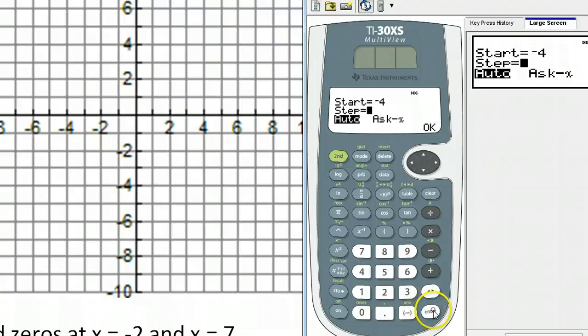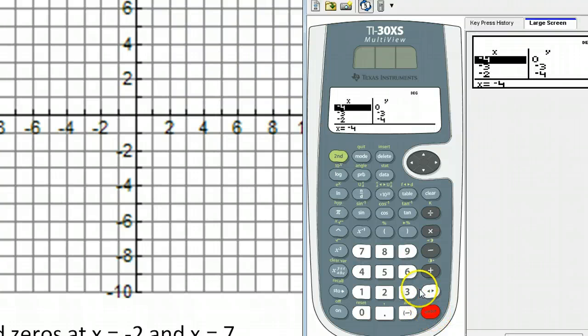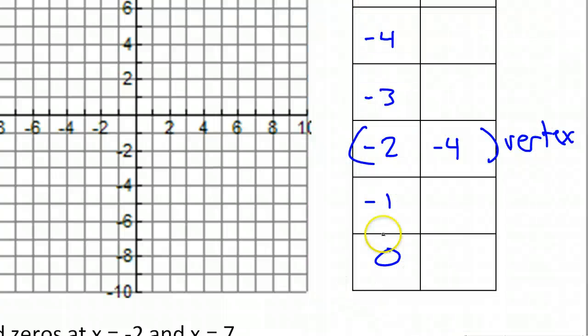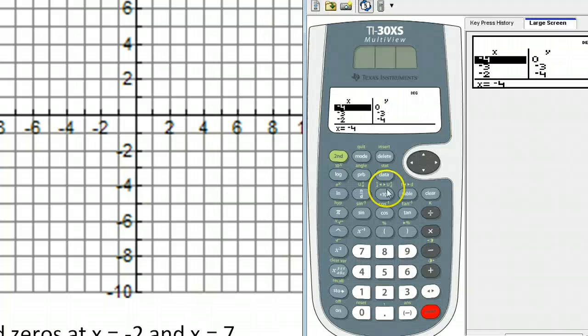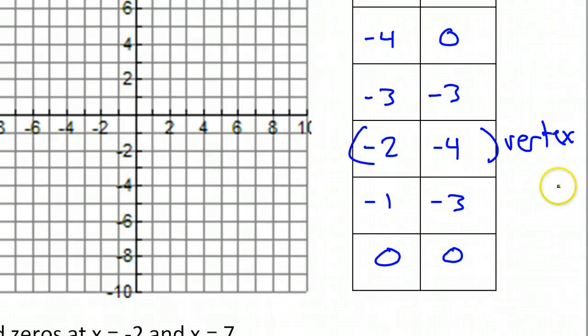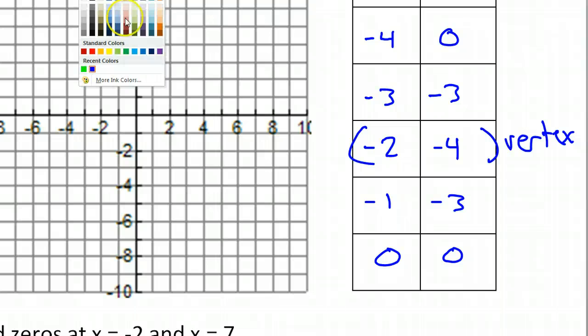Okay, so I see we have -4, 0, and then 0 and -3, and then -4. So 0 and -3 and -4. Now if we did this right, then this should be -3 and 0 again. And sure enough, -3 and 0 again. So we have our table of values that we can use. So our vertex was -2, -4. So that should be our vertex right there.